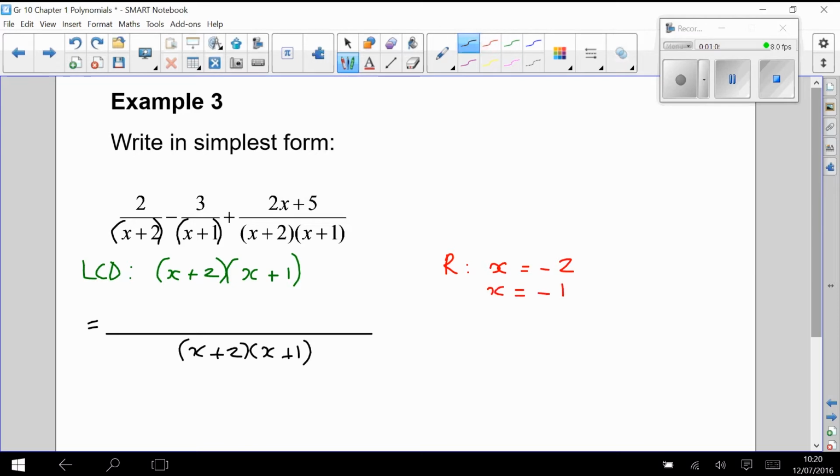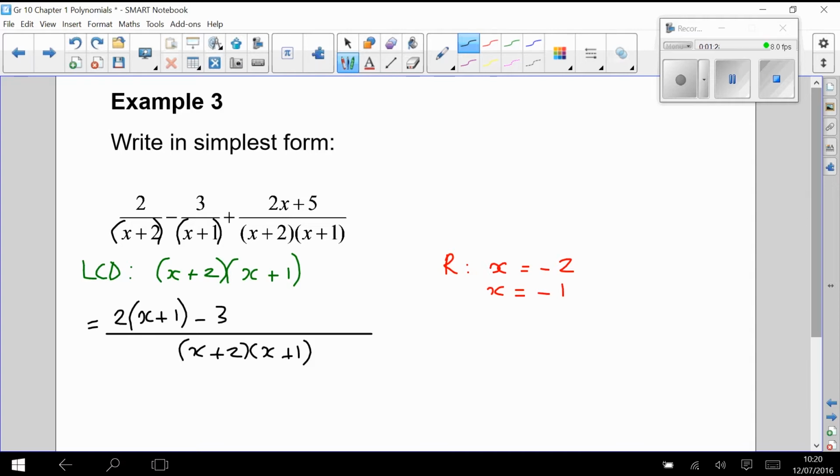Now going back to my sum and finding my new numerators, the first fraction had a factor of x plus 2. So it has now got to have its numerator times by the new factor in its denominator, which is going to be the one that had been missing before, x plus 1.